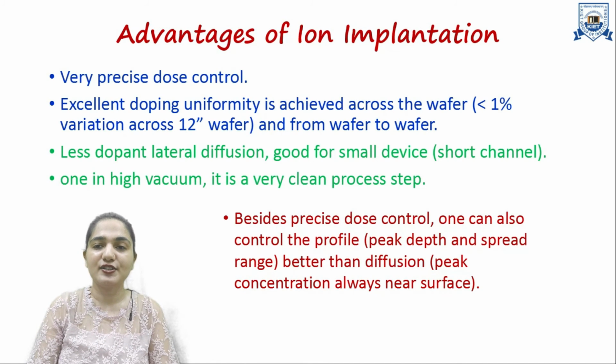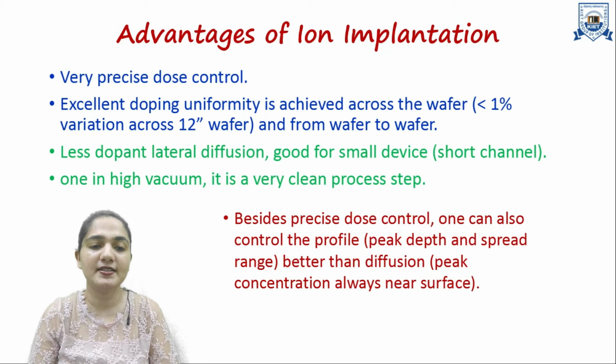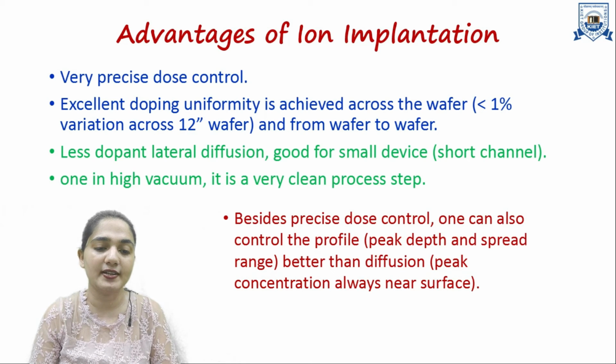Now the advantages of ion implantation: it is a very precise dose control mechanism. Excellent doping uniformity is achieved across the wafer, with less than 1% variation across a 12-inch wafer, and from wafer to wafer also we can have uniformity. It has less dopant lateral diffusion. In diffusion, I told you there is a big problem of lateral diffusion. It is good for small devices or short channels. In high vacuum, it is a very clean process, which was a very big issue in diffusion.